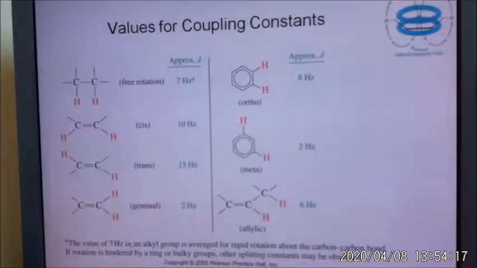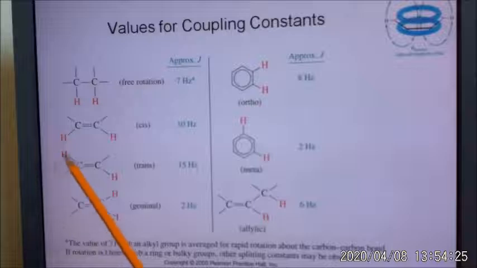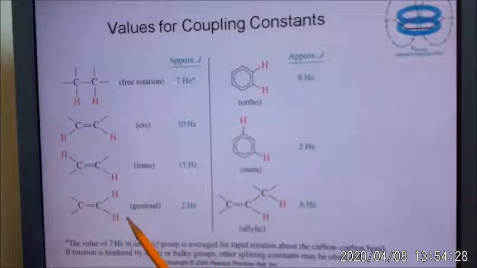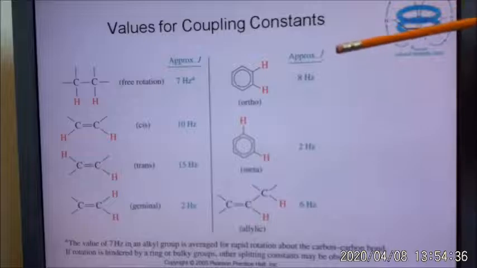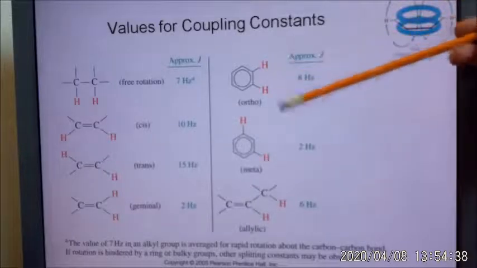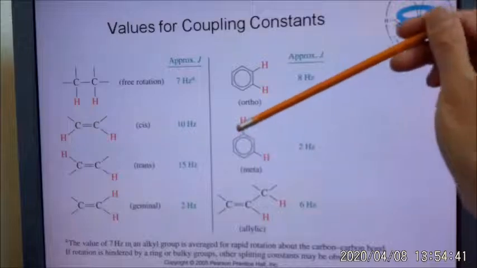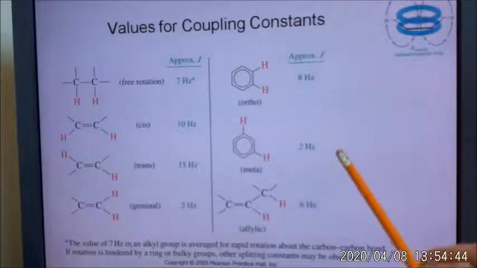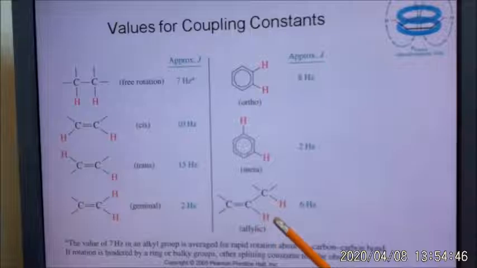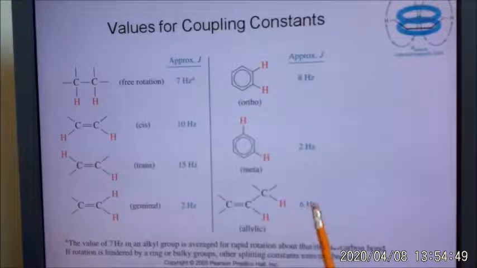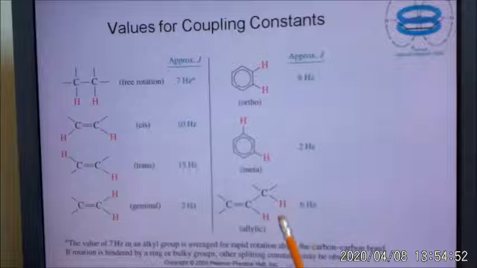Free rotation. If I have 2 protons that are cis to each other, that coupling constant is 10 hertz. Trans, it's 15 hertz. If they're geminal, it's very tight, only 2 hertz. They don't affect each other too much. When you look at your coupling constants in your aromatic, if they're ortho, adjacent to each other, it's 8 hertz, but the meta have very little effect on each other, it's 2 hertz. And then if I look at my allylic protons, that's going to be about a 6 hertz coupling.